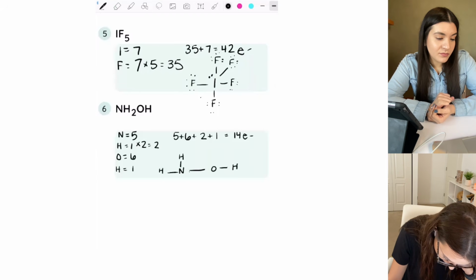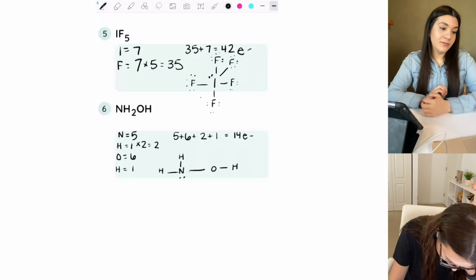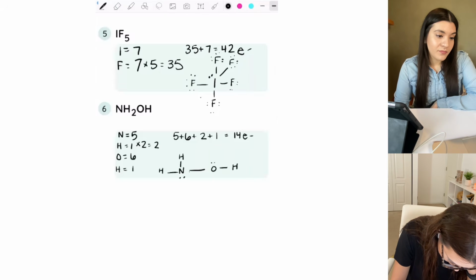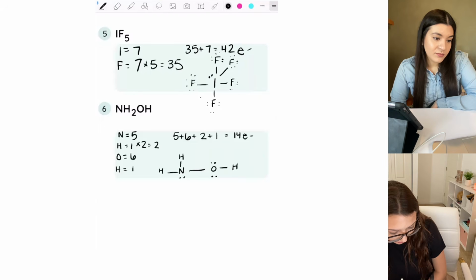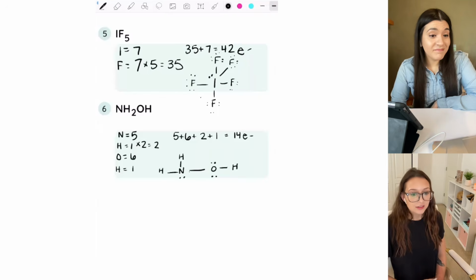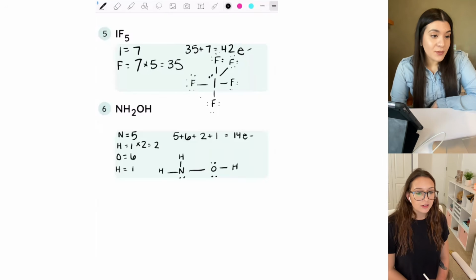So the nitrogen has 3. It's going to end up needing 2 more. Perfect. Good. And then the oxygen has 2 and it needs 6. So we're going to add that. That's it. Yay. And then just double check. Do we have 14 electrons? So 2, 4, 6, 8, 10, 12, 14. Yep. Then we're good. Then we're done. Exactly. So perfect.